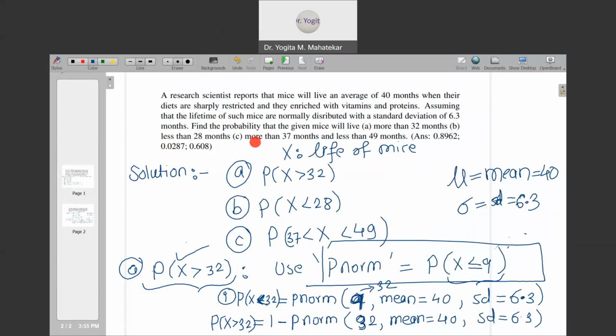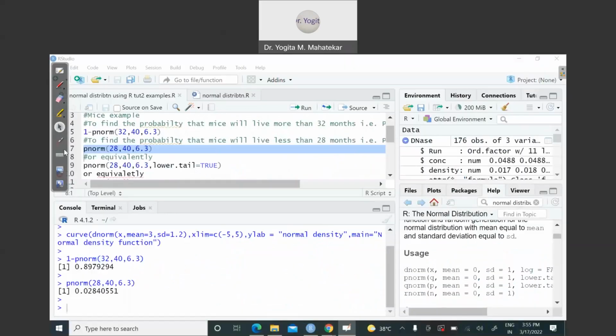C part is, you have to find the probability that the mice will live more than 37 months and less than 49 months. So in other words, I have to find the probability that 37 is less than capital X is less than 49. We can write this statement as probability that capital X is less than 49 minus the probability that capital X is less than 37.